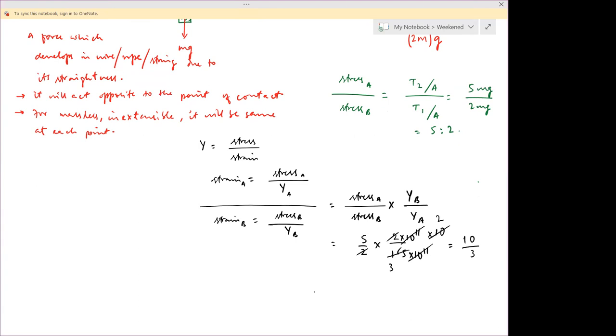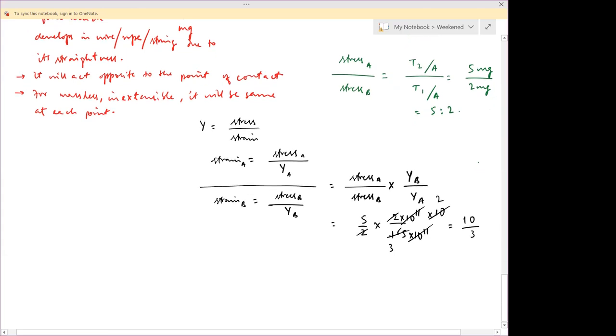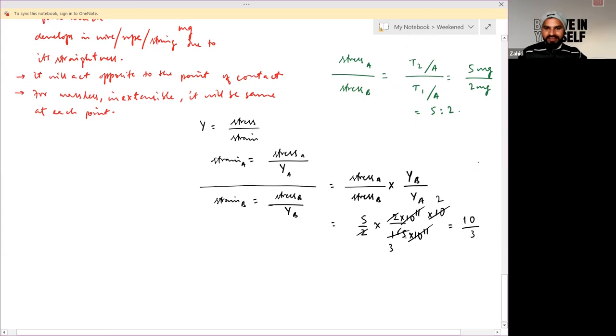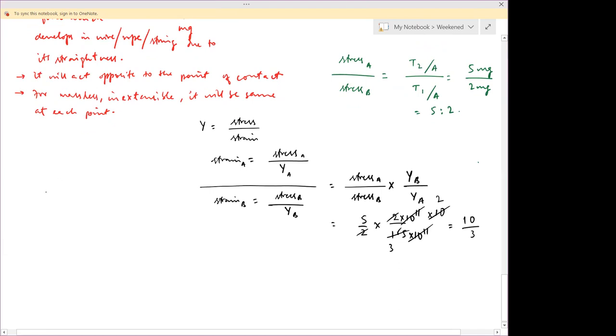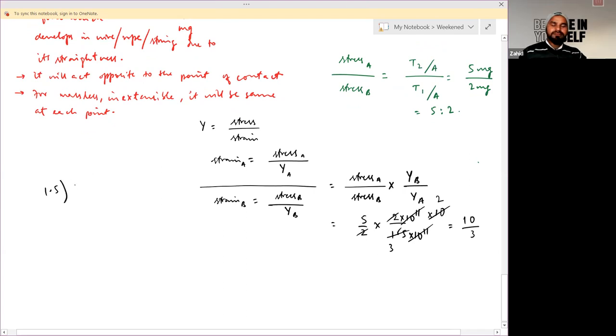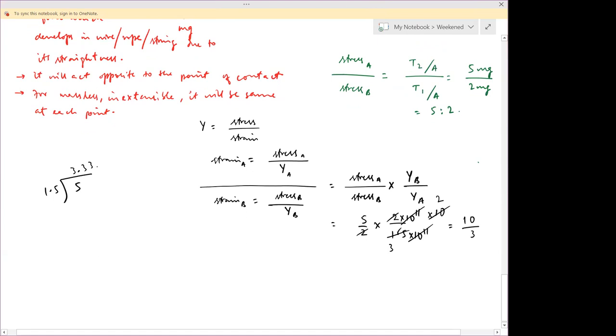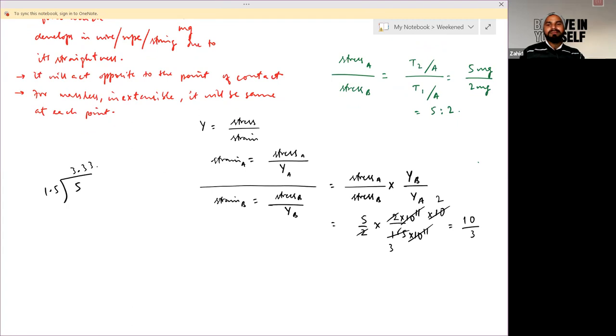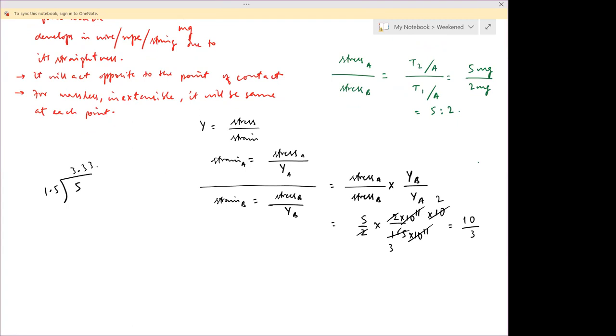Sir, but when we divide 5 divided by 1.5, we get 3.33. So if we round off, we get 3 divided by 1, right? You have divided 5 by 1.5. Yeah. So 1.5, it will be 3.33, like this, which is similar to 10 is to 3. Yeah.